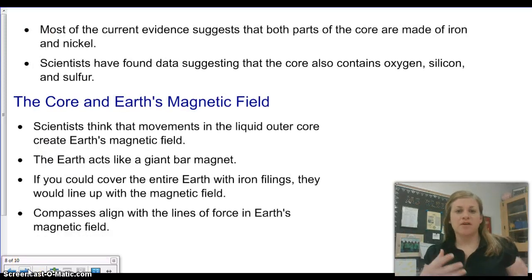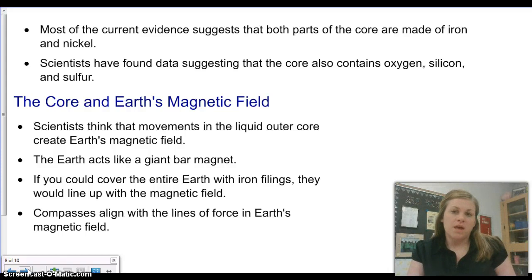Now, scientists have also found evidence that the core may contain things like oxygen, silicon, and sulfur, so they're still investigating this piece. Scientists also think that the movements in the liquid outer core create our magnetic field. We have a North Pole and South Pole. This North Pole and South Pole actually attract metal, and this is how our compasses work. So the metal points north.